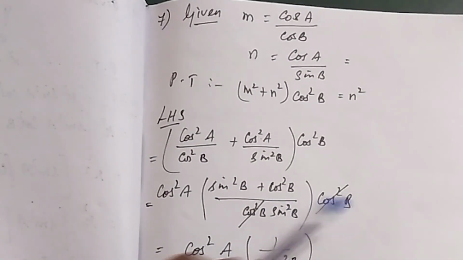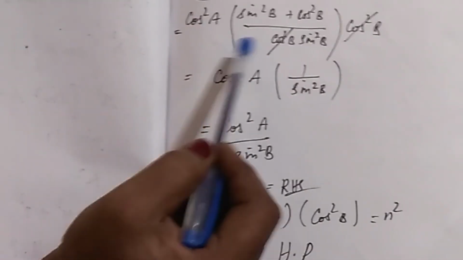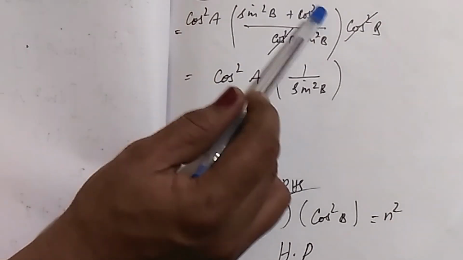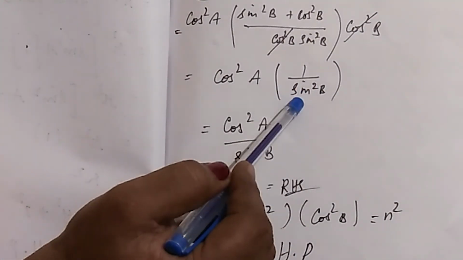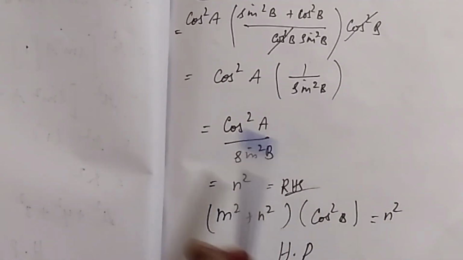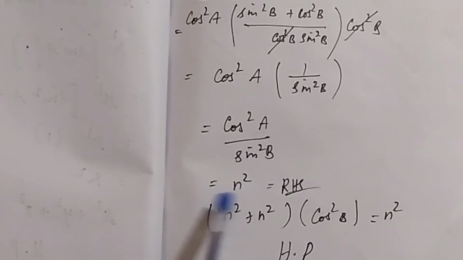Now this cos squared B and this cos squared B get cancelled. What is left? Cos squared A into sin squared B plus cos squared B, that is equal to 1, upon sin squared B. Okay, so multiply: cos squared A upon sin squared B you will get. That is n squared. Now you will say left hand side is equal to right hand side, hence proved. Okay.